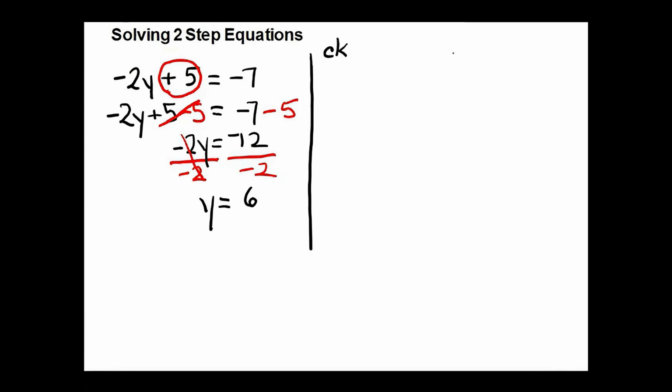Let's look at how to check one of these equations. You're going to take the solution and plug it back into the original equation to see if you get a true or false statement. So we're going to plug the 6 into our original equation instead of the y.